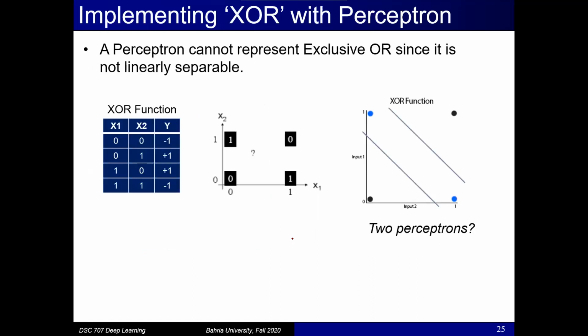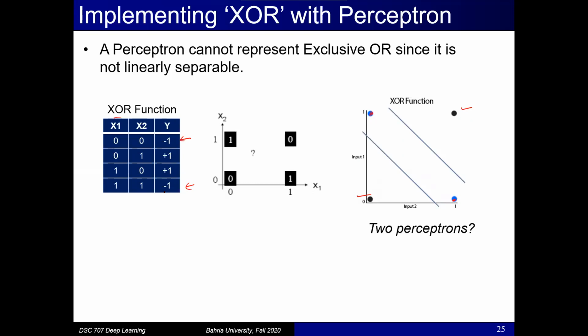Now let's see a different gate, which is the exclusive OR function. In case of exclusive OR, you know that if there are 2 zeros or 2 ones, the output is -1, or you can call it 0. And for the combinations 0 1 and 1 0, the output is +1, or you can call it 1. So for these two combinations my output is 1, the blue dots, and the black dots are the ones which correspond to these two.